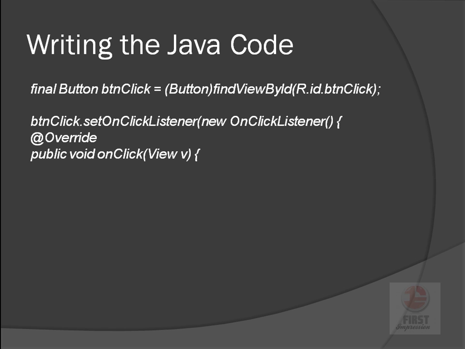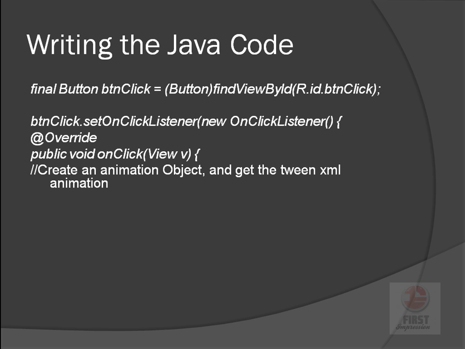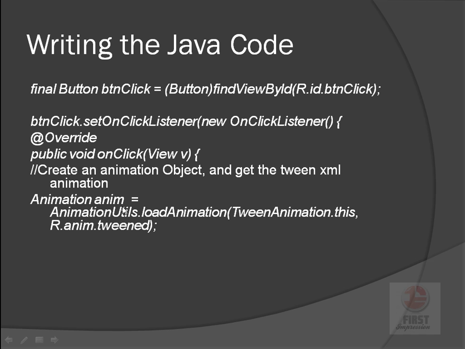Inside the onClick, we first have to load the animation from the XML file into the Java file. To do this, we use the following syntax. We'll say Animation anim equals AnimationUtils. This is a class. We'll say AnimationUtils.loadAnimation. This takes the activity name. In our case, this will be MainActivity, so we'll say MainActivity.this, comma, R.anim.tween. This is the name of the XML file that we have.